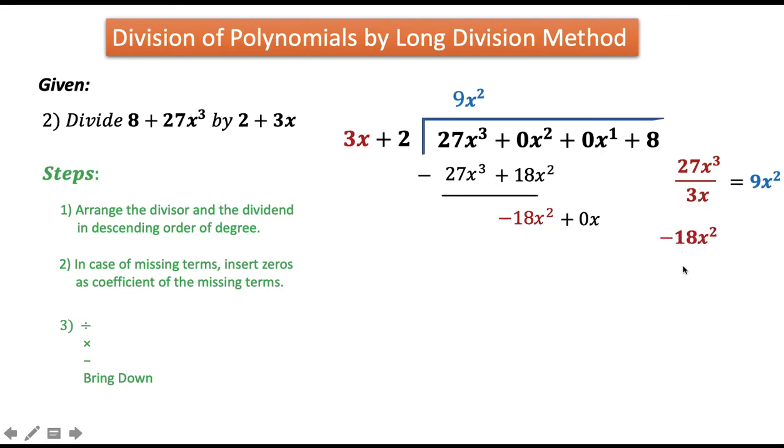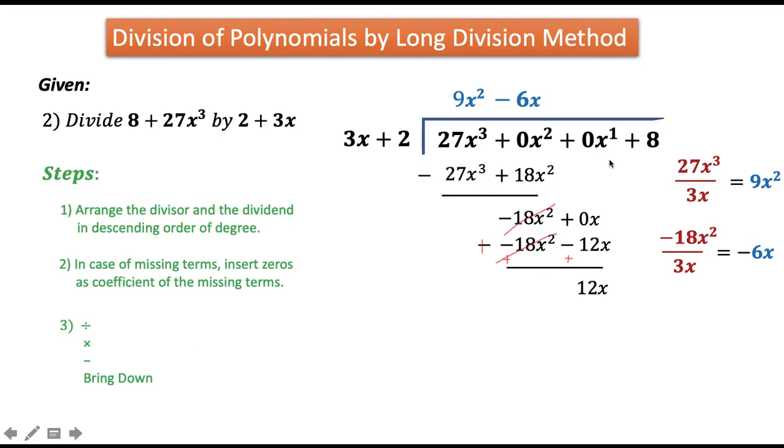So negative 18x squared divided by 3x. Negative 18 divided by 3 is negative 6. Then x squared divided by x is x. So this will be our next partial quotient. Then multiply. Negative 6 times 3, negative 18, x times x is x squared. Negative 6 times positive 2 is negative 12, and write down x. Then after that, subtract. Again, change the sign of the subtrahend, so from negative becomes positive. Then proceed to addition. This one is cancelled, 0. Then 0 plus positive 12x is positive 12x.